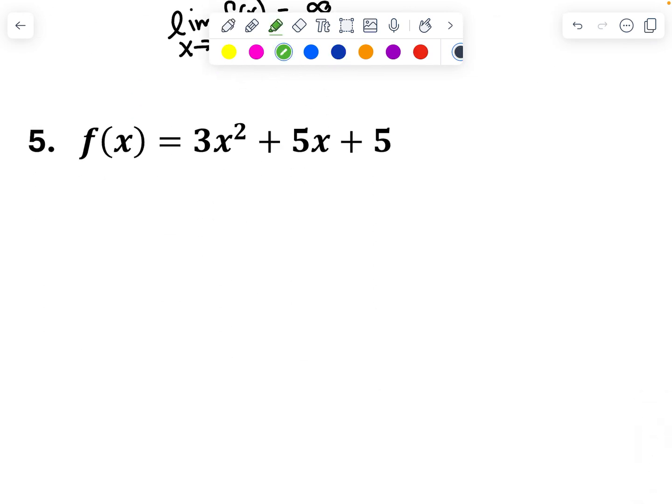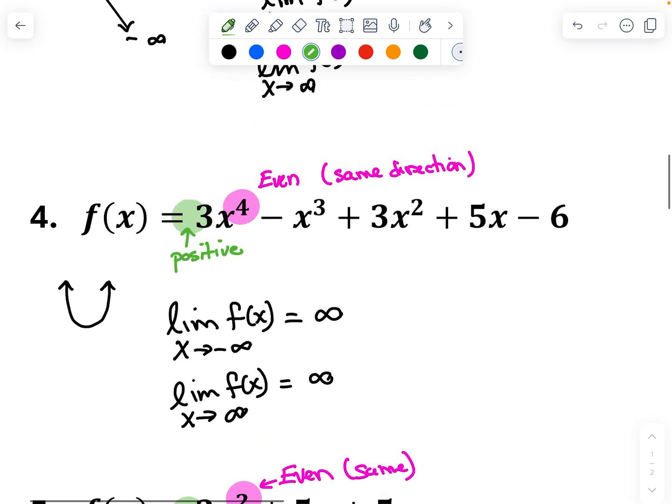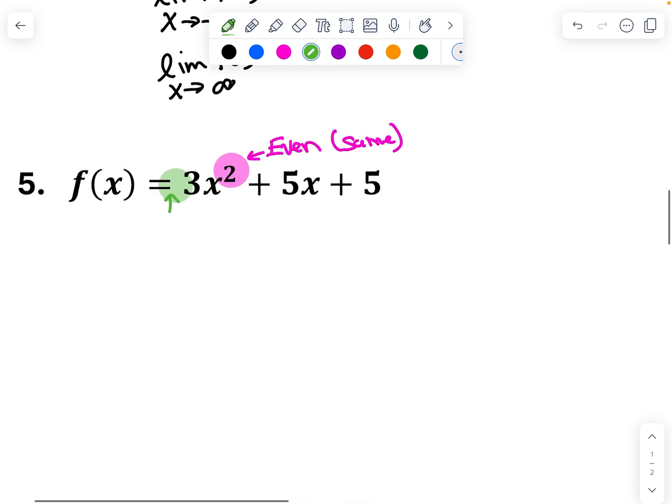Question 5, I am only interested in the lead power. I am only interested in the lead sign. The lead power is even. I don't know what my problem is with spelling that word today. Even. That means that the ends are going to be going in the same direction. And this is a positive number. Is this different than that one? Oh, it is. So this is positive. So again, it's going to take on a shape most like this. The ends anyway. Not the middle, but the ends.